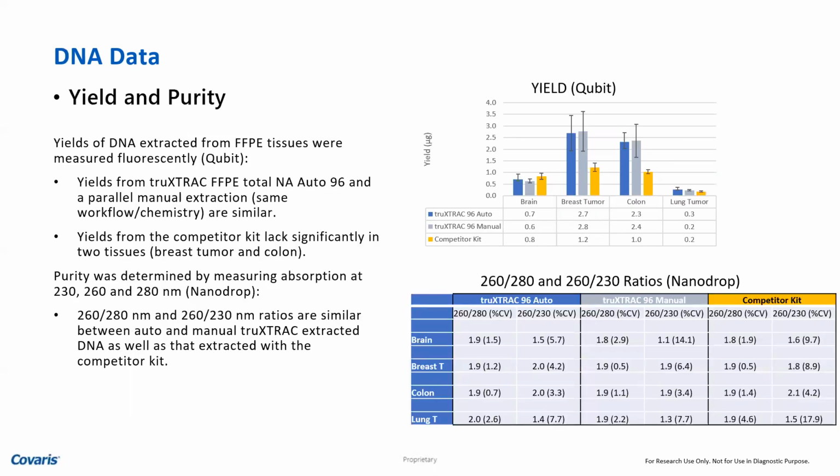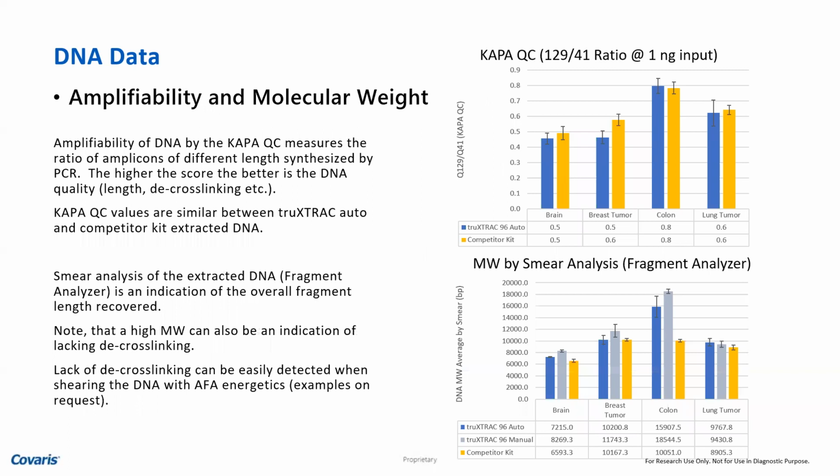Similarly, we get the same thing when it comes to DNA. You get better yields and better quality. So it's not just more DNA, but DNA that you can actually work with. So better quality DNA as well as yield, and you get the same NanoDrop ratios. Same thing for the Kapa QC scores, and the molecular weight that we determine by smear analysis, which talks about the amplifiability of the DNA and the molecular weight.